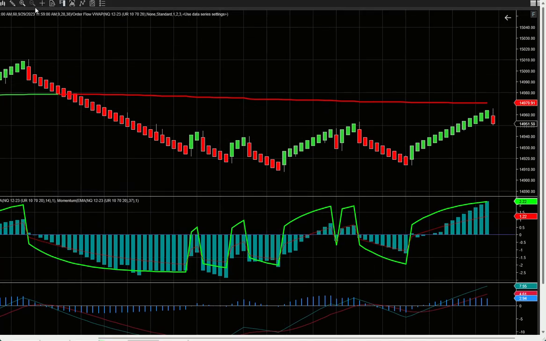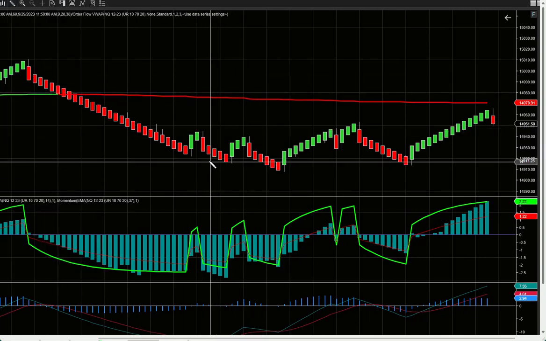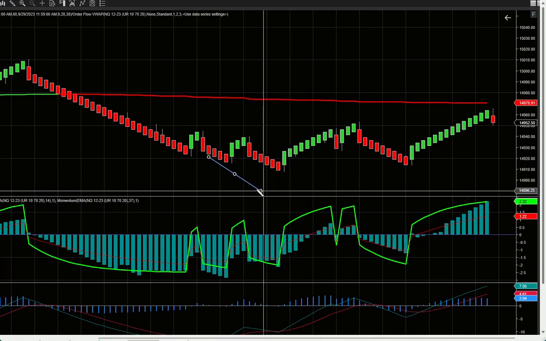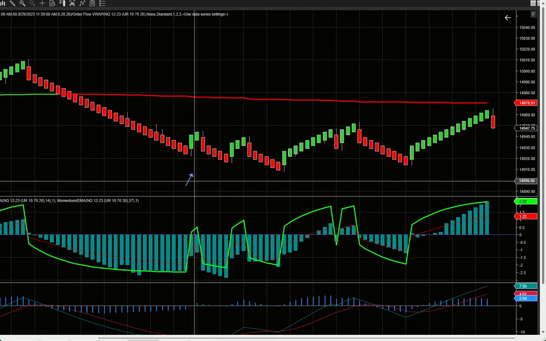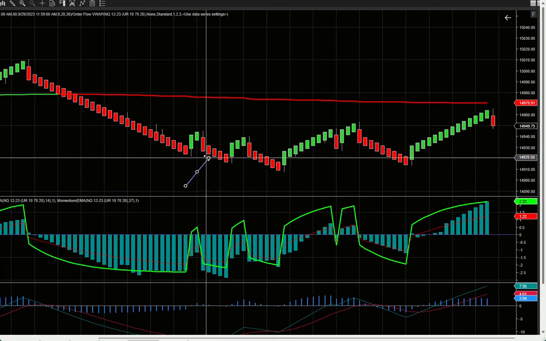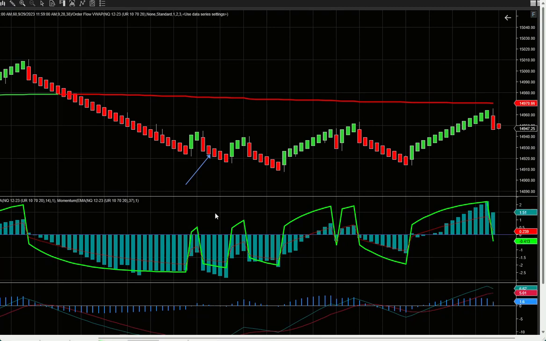Let me just draw an arrow line. Easier to see. Okay, the entry is supposed to be here. And then it will look at the filters to see if it's confirmed. Now, there are 3 filters: linear regression, EMA, and MACD.